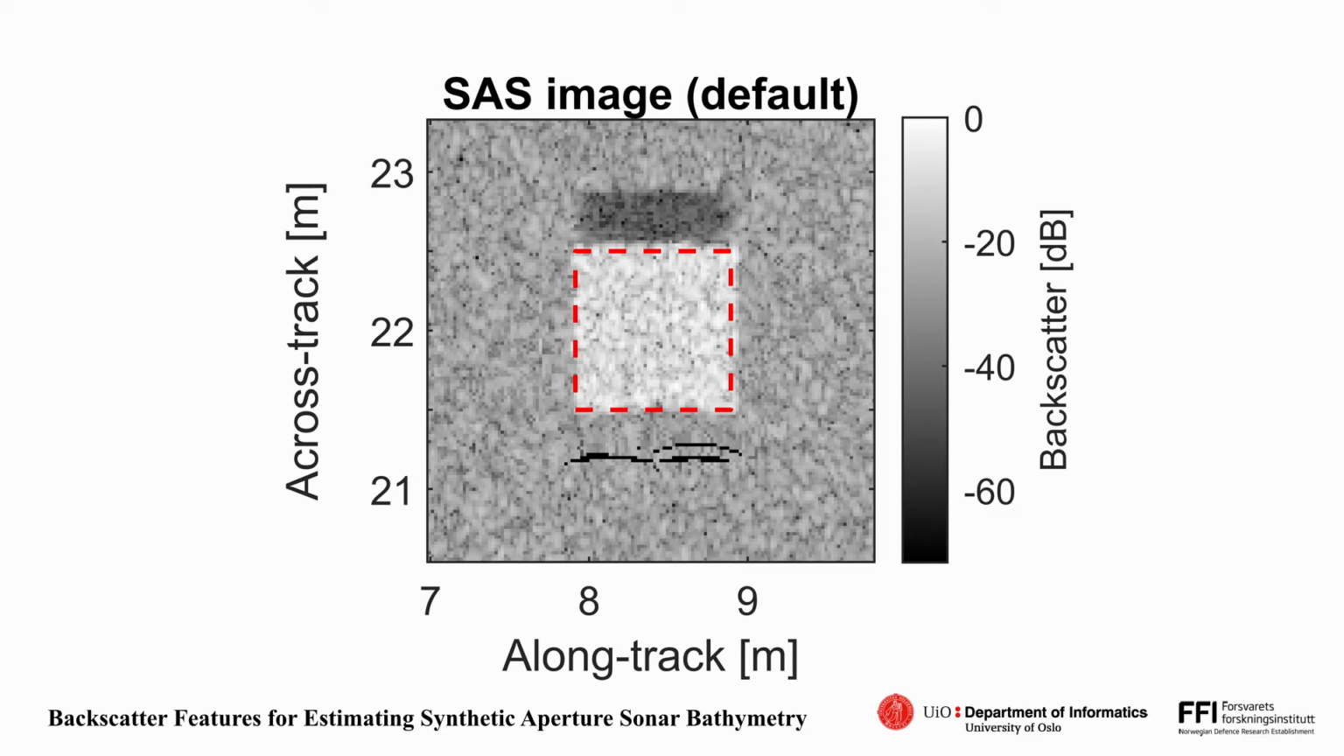They have the horizontal positions along track and across track in the x and y axis. The intensity, depth, or interferometric coherence are shown as the color-coded images. The red dashed line indicates the ground truth boundaries of the raised box.